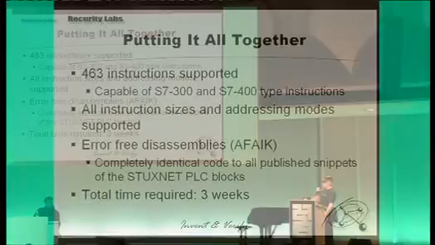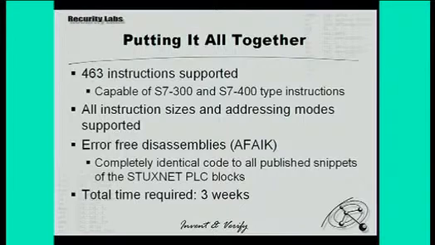So when you put it all together, I ended up with like 463 instructions that can deal with the Step 7, 300, and 400 series instruction sets. So far, everything looks good. Everything that everyone else published on Stuxnet, if it actually contained code and not political guessing, they will have a screenshot of some PLC code. It is pleasantly similar to my results.